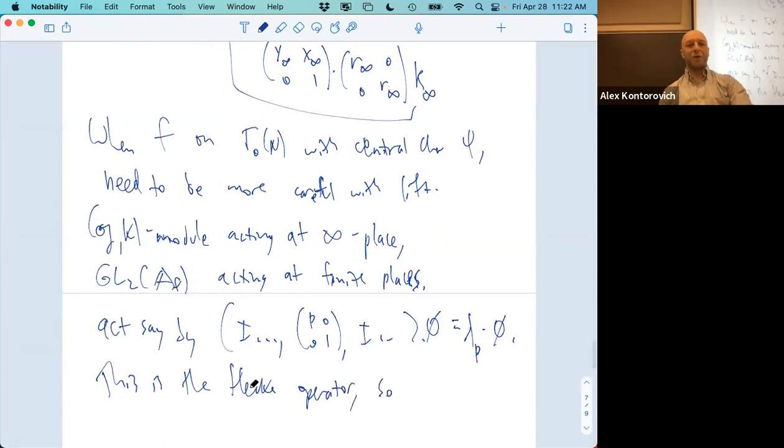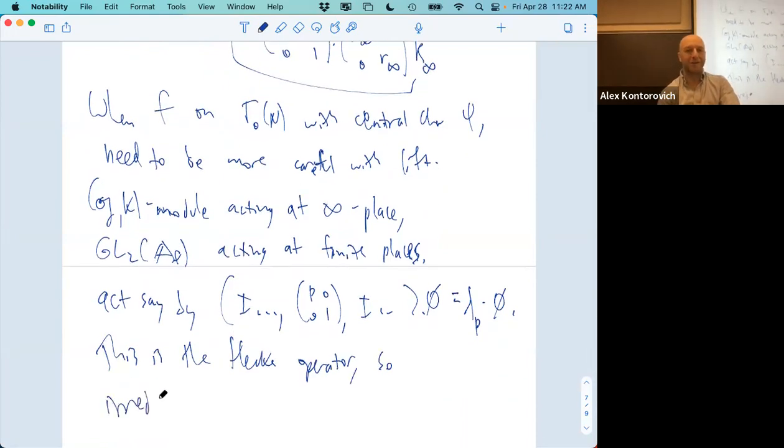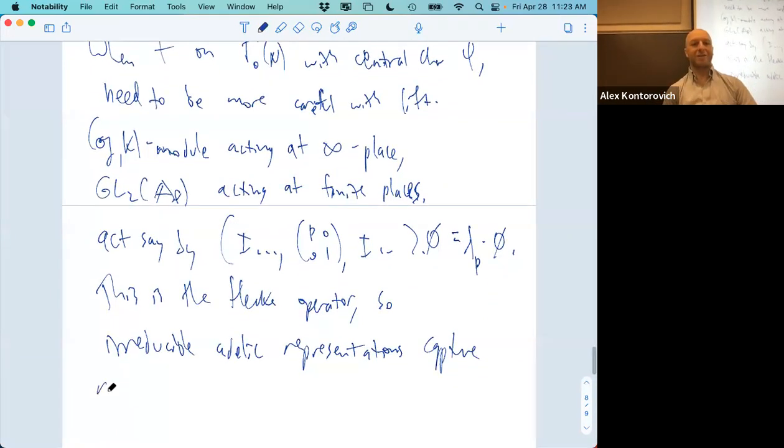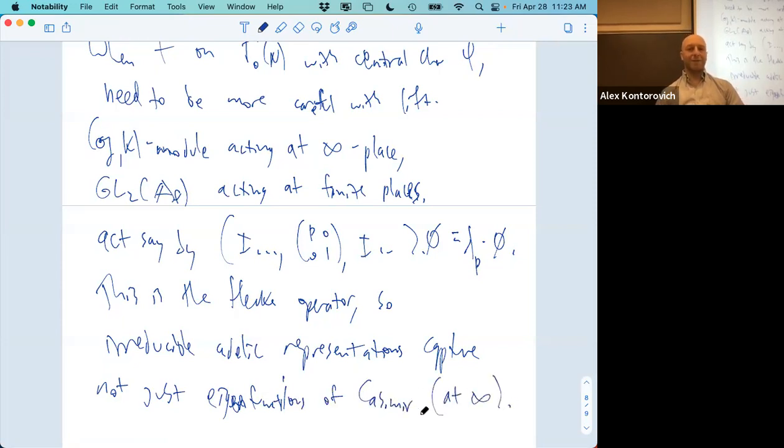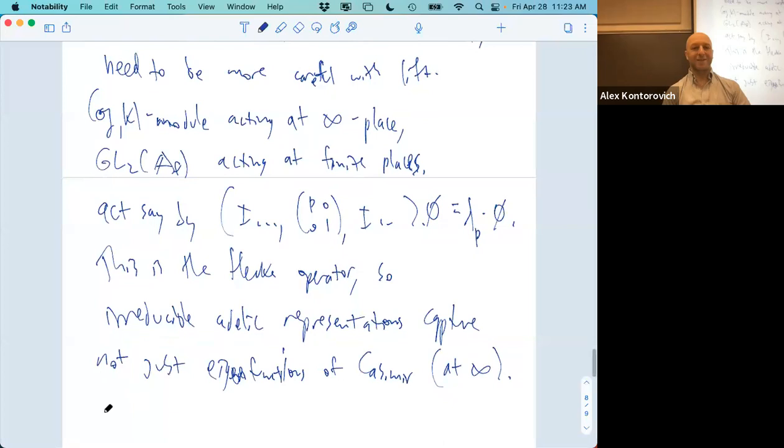So irreducible adelic representations capture not just eigenfunctions of the Casimir as before at infinity, as we already saw, they also capture all the Hecke operators simultaneously. They capture all the Hecke operators in one fell swoop.